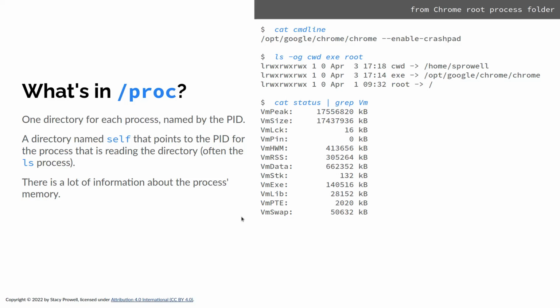All right, there's a directory named self that points to the PID for the process that is currently reading the proc file system. People sometimes get confused because they'll see that and wonder why it's not the PID of their shell. It's because it's probably the PID for ls, because that's actually the process reading it. All right.